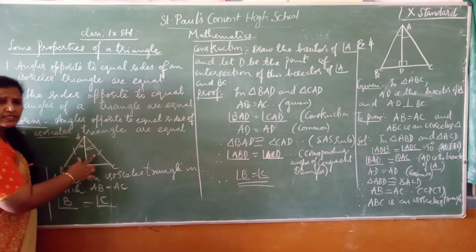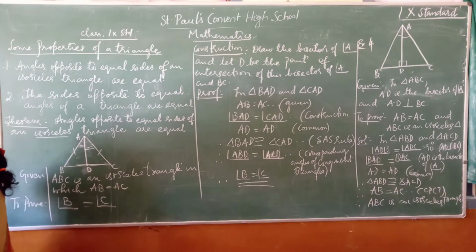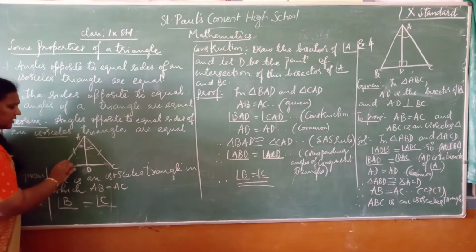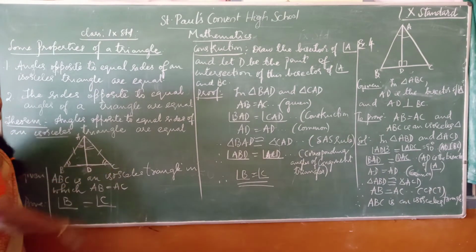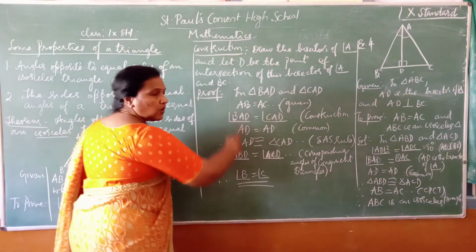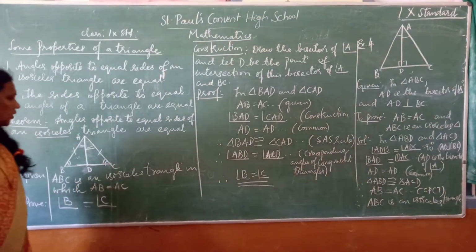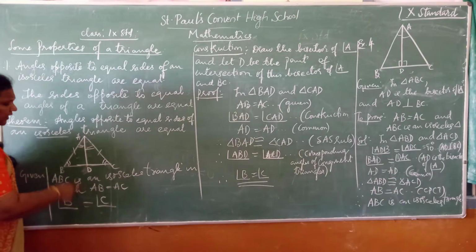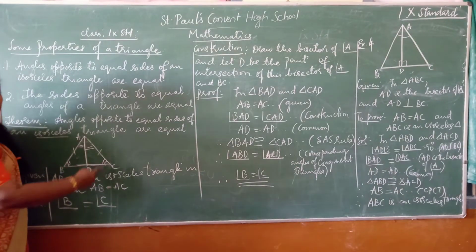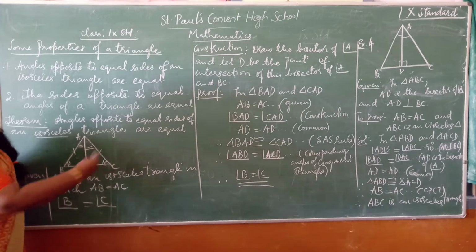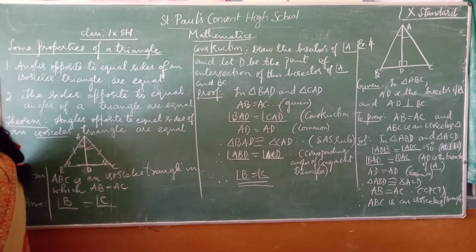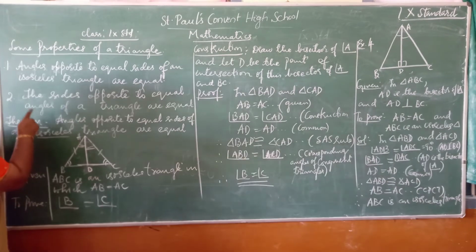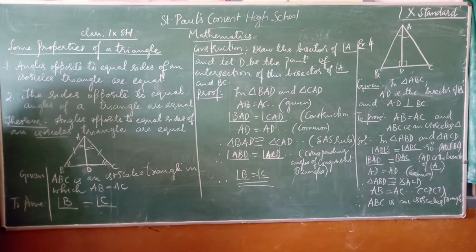When the two triangles are congruent, corresponding angles will be equal. That is, angle B will be equal to angle C. Hope you got the proof. You have to show these two triangles are congruent. If you show the two triangles are congruent, it is understood that corresponding angles will be equal. Nothing but you have shown angle B is equal to angle C. Same way you try to prove the second statement. You try. If you don't get it, I will show it in the next class.